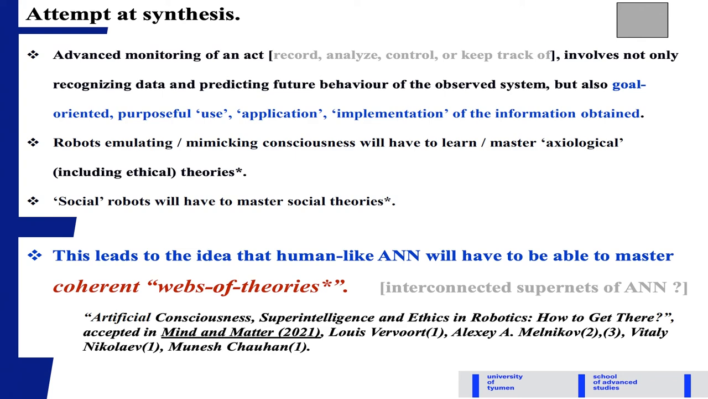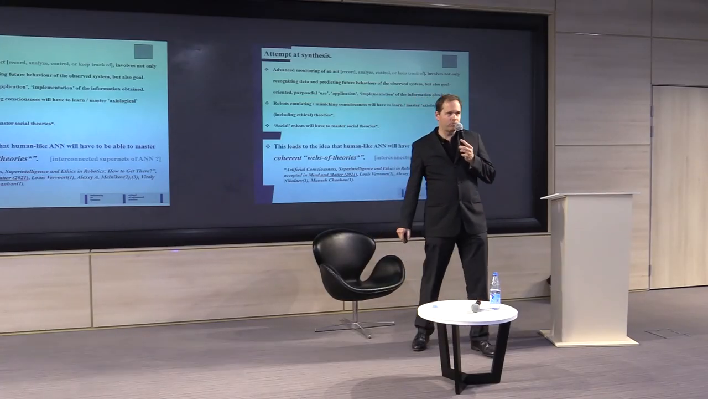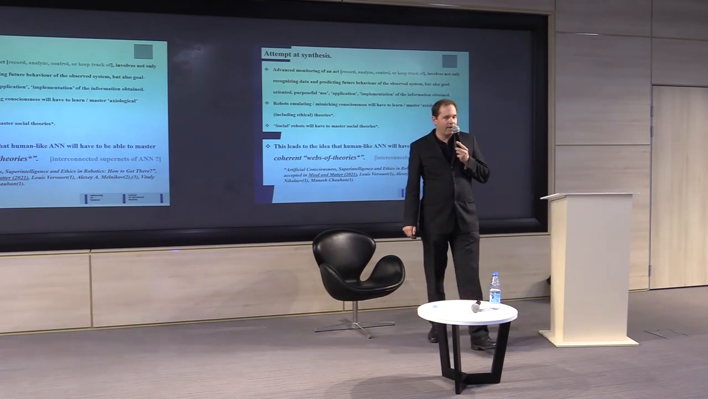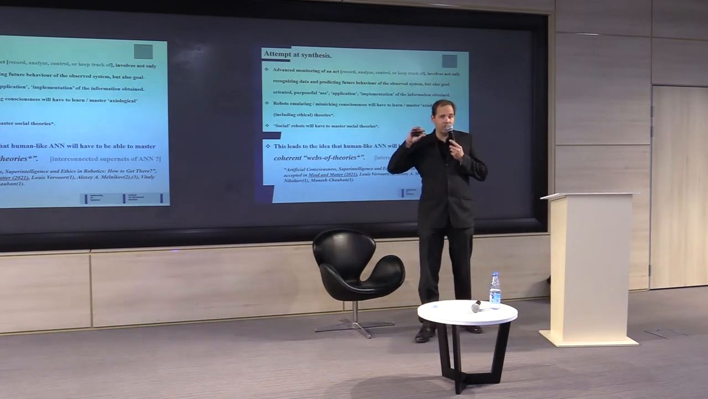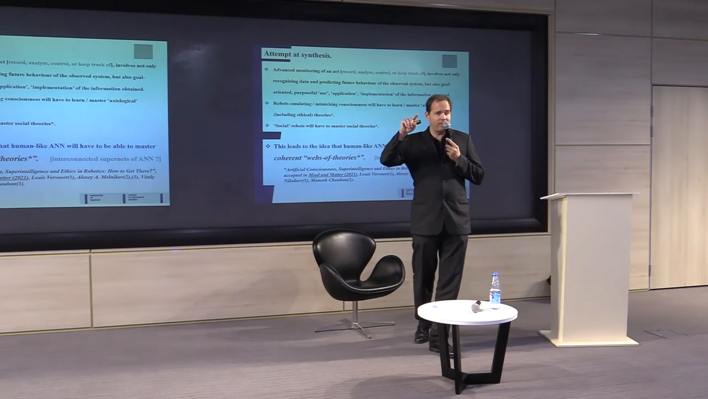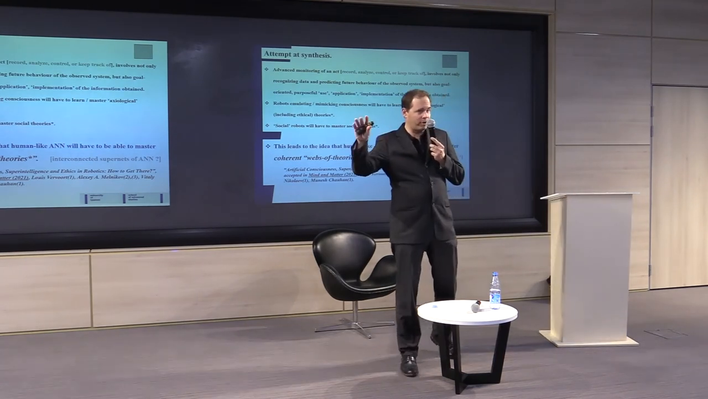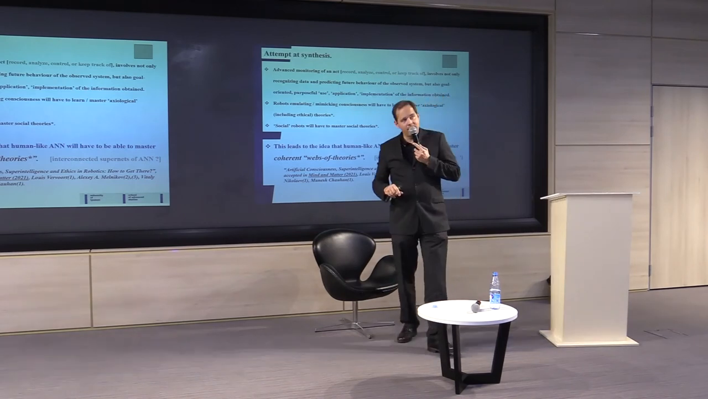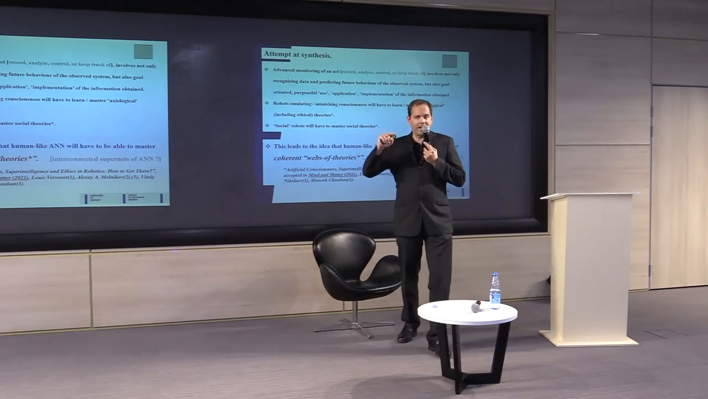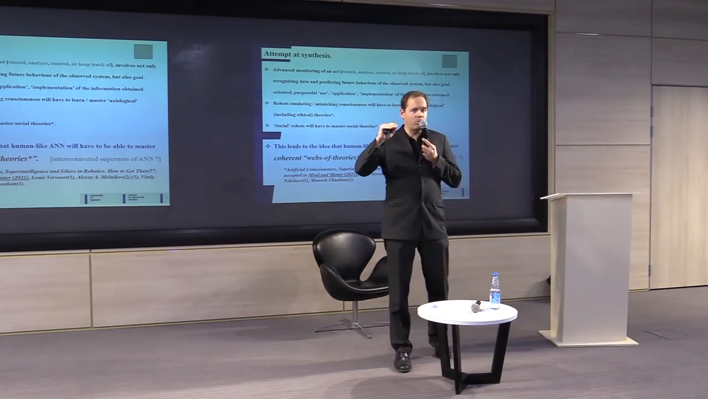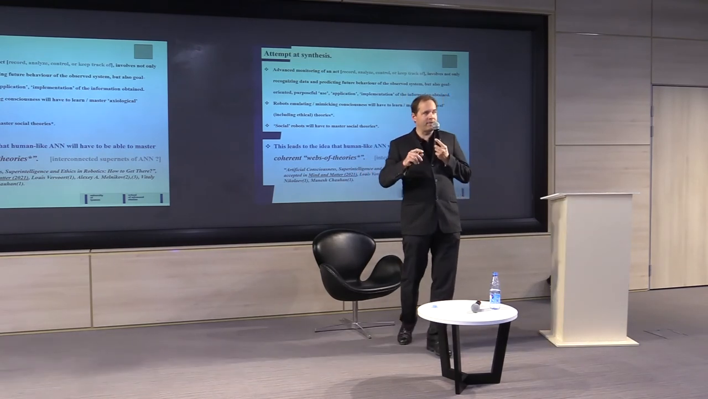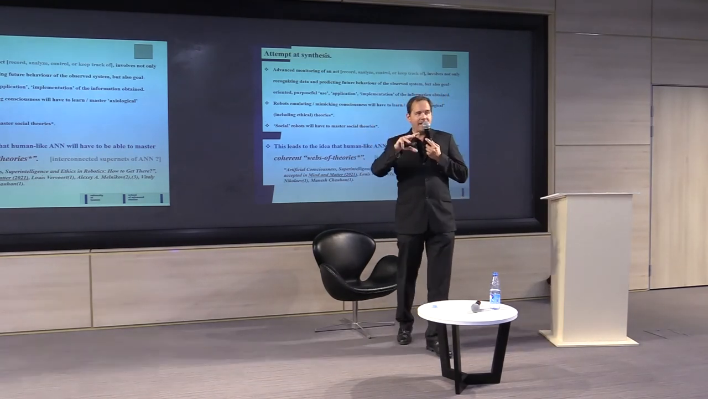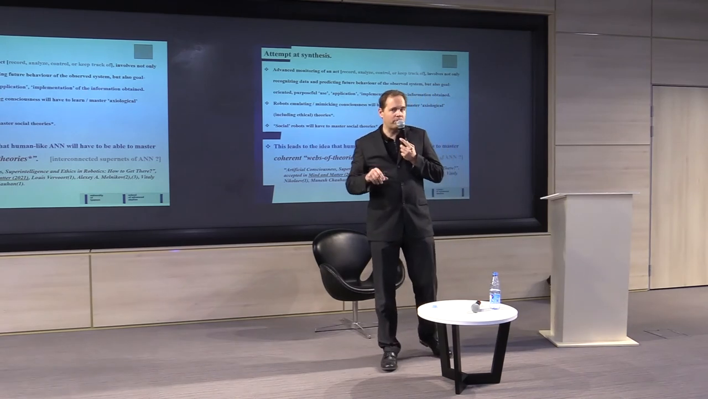Okay, we are actually there, so let me maybe just end with two more slides. Not only do these artificial intelligence systems need to master theories with a star, or to simply put, theories, social, psychological, physical, but they need to have some kind of hierarchy between these theories, so that these theories are linked in a coherent web, okay?